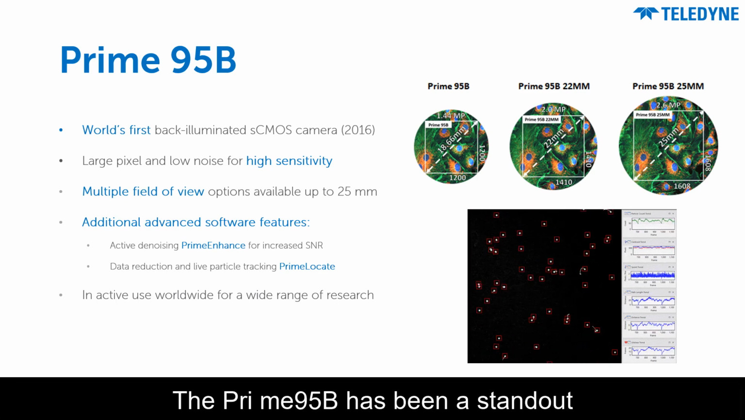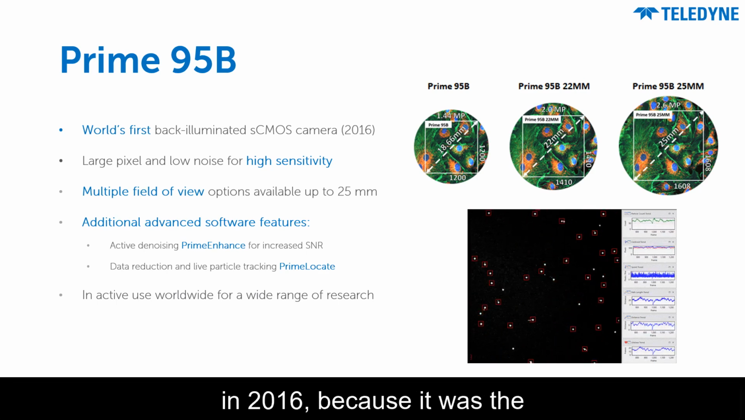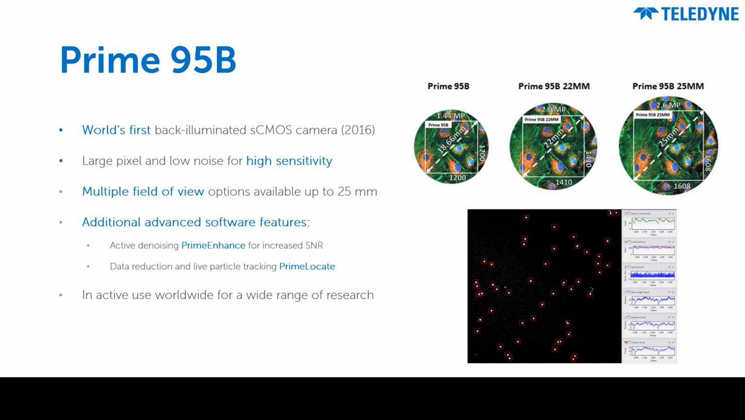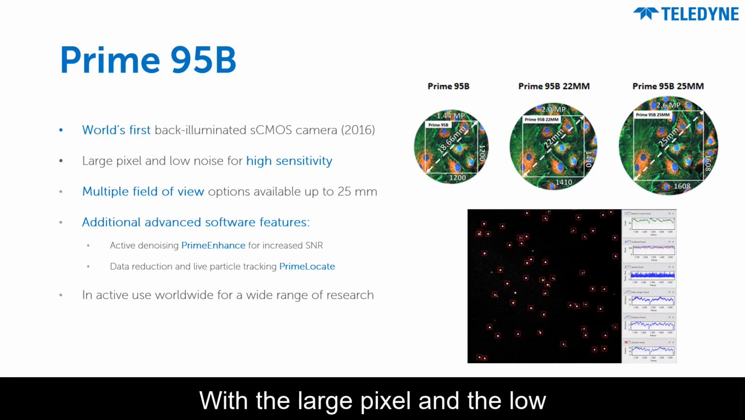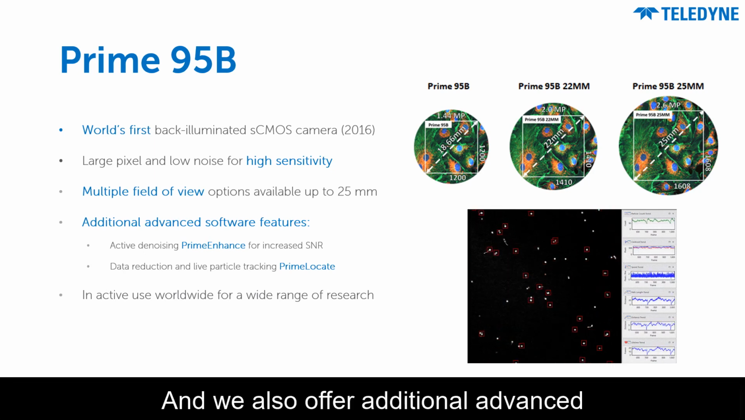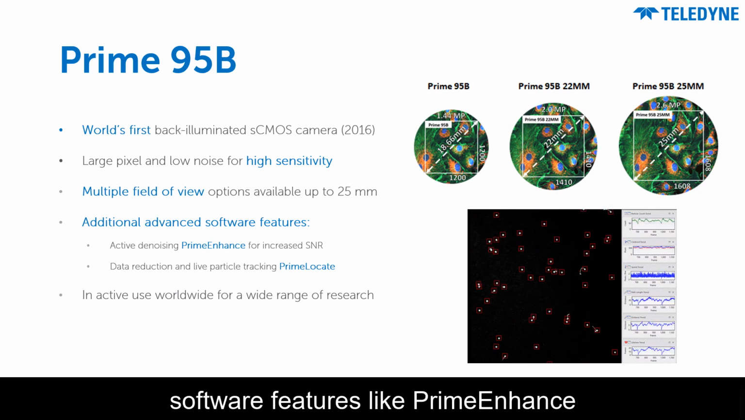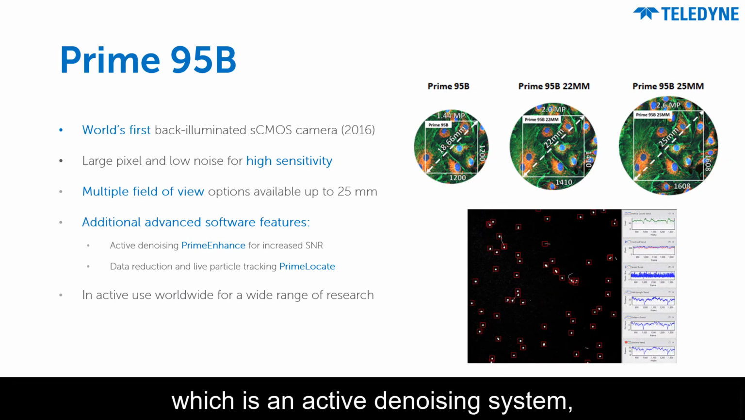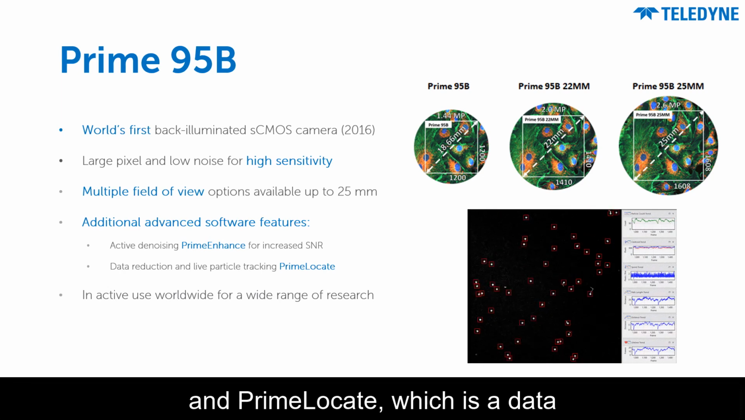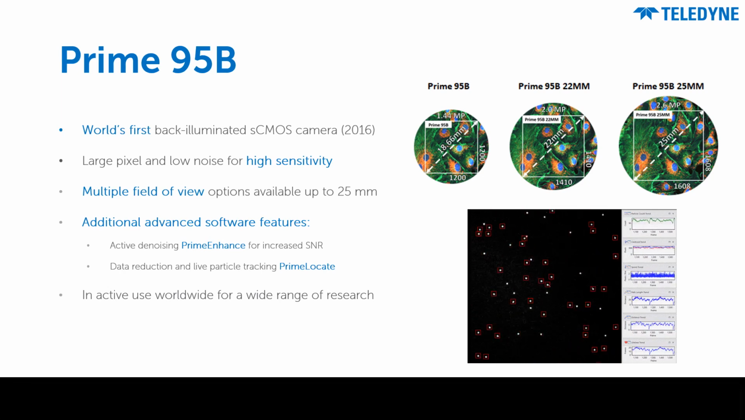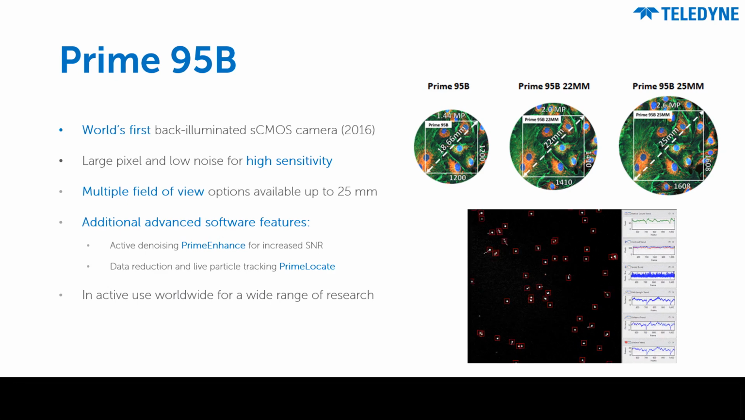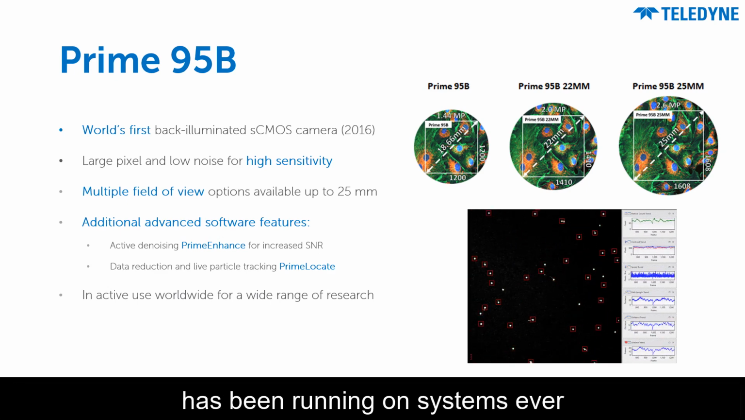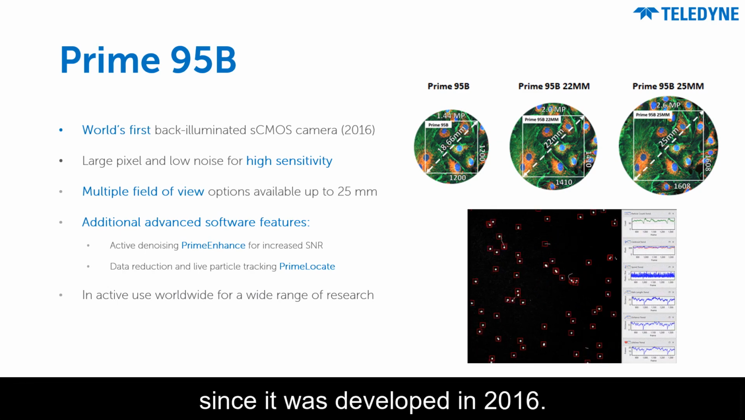The Prime 95B has been a standout camera ever since it was developed in 2016 because it was the first camera to introduce back illumination to sCMOS cameras. With the large pixel and the low noise, it's highly sensitive. And we also offer additional advanced software features like Prime Enhance for increased signal-to-noise ratio, which is an active denoising system, and Prime Locate, which is a data reduction and live particle tracking, which we can see in the GIF here. It's in active use worldwide for a wide range of research and has been running on systems ever since it was developed in 2016.